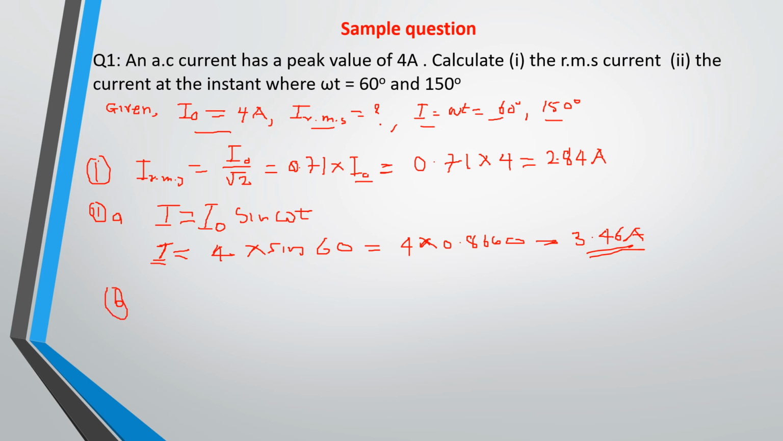Then for the B part, when the phase angle is 150 degrees, you use the same equation. I'm not going to rewrite the equation, I will just substitute the values. We already know that the peak value of current is 4, so I'll put 4 there, sine 150 degrees. Don't forget that sine 150 degrees is the same as sine 30 degrees. So you have 4 multiplied by sine 30 degrees, which is 0.5. When you work that out, you are going to have 2.0.